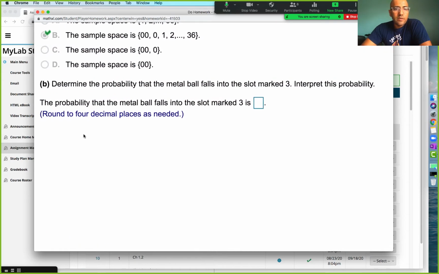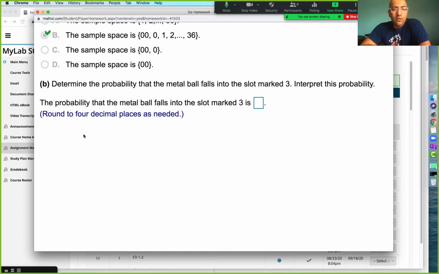Part B says, determine the probability that the metal ball falls into the slot marked number 3. Interpret this probability. Okay, so I put money down that the little ball is going to land on number 3. Assuming that this is a fair game, all of the options are equally likely of occurring.